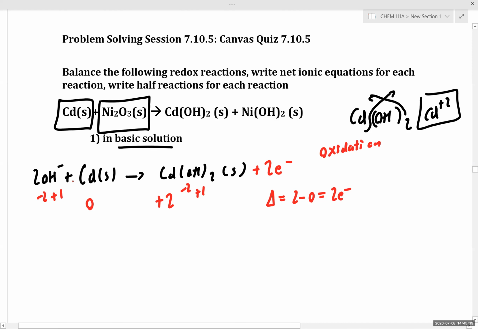So in most cases, hydroxide and water are not going to change in oxidation number. I can't say every case because there are exceptions, but in most cases, hydroxide is just a placeholder that is there to balance our atoms in a redox neutral fashion.